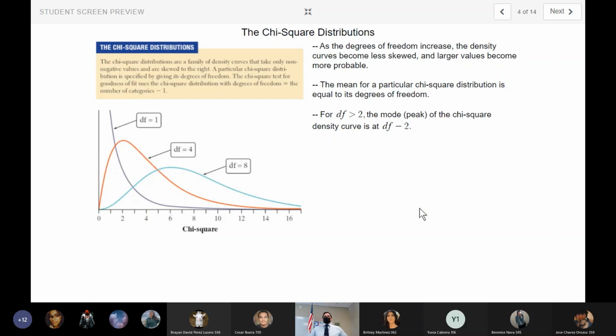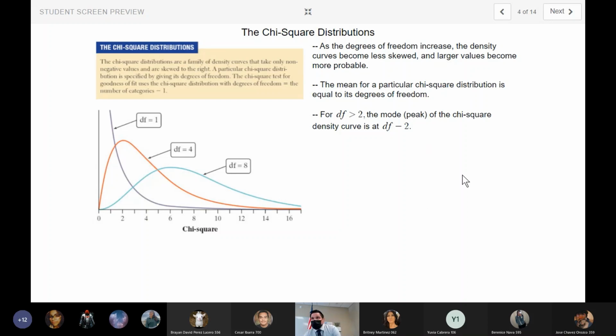The chi-square test for goodness of fit uses the chi-square distribution with degrees of freedom equal to the number of categories minus 1. So however many categories we have for that categorical variable, minus 1 is our degrees of freedom. It does not depend on the sample size.